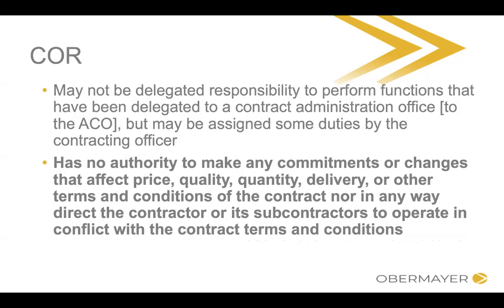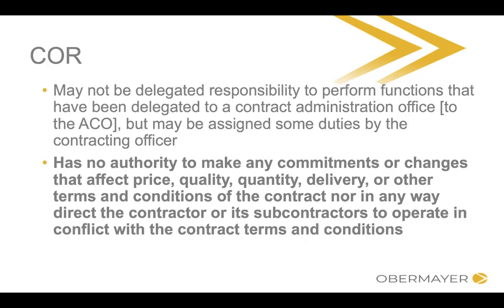And again, specifically where you see this come up the most, at least in my practice, is with the CORs, the contracting officer's representatives. Maybe you've got a pretty absent CO and your point of contact and your regular person that you're going back and forth with is the COR or the COTR. They do not have the authority to make any commitments or changes that affect price, quality, quantity, delivery, or any other terms and conditions of the contract, nor in any way do they have the authority to direct the contractor or your subcontractors to operate in conflict with or outside of the scope of the contract terms and conditions.